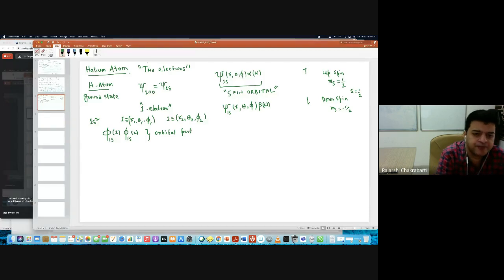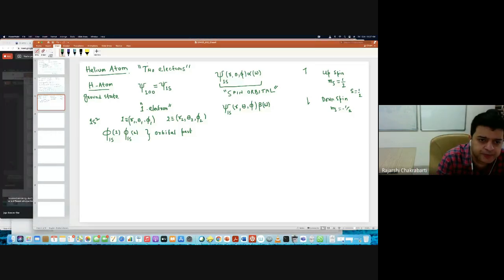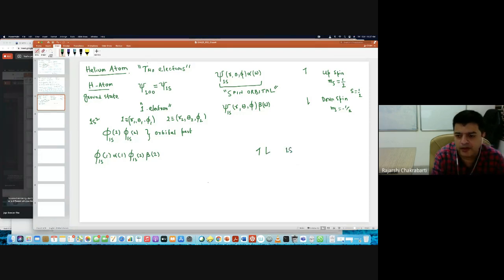And what is the spin part? One up, other one is down. Let us do it. So in general, one possibility is phi 1s 1 alpha 1, phi 1s 2 beta 2. This is one possibility. What is this? This would look something like this in 1s. Anyway, this is just for your understanding, not for deep understanding, it is just useful.